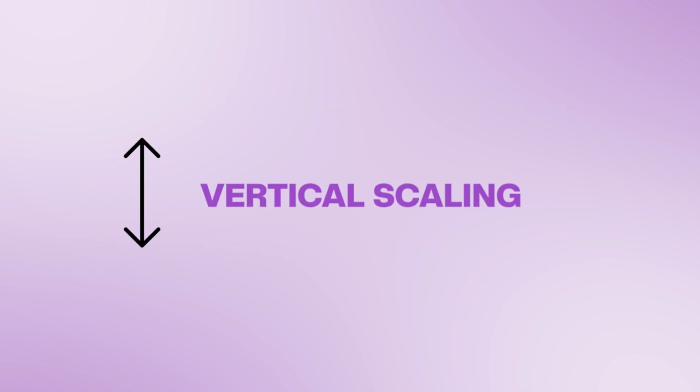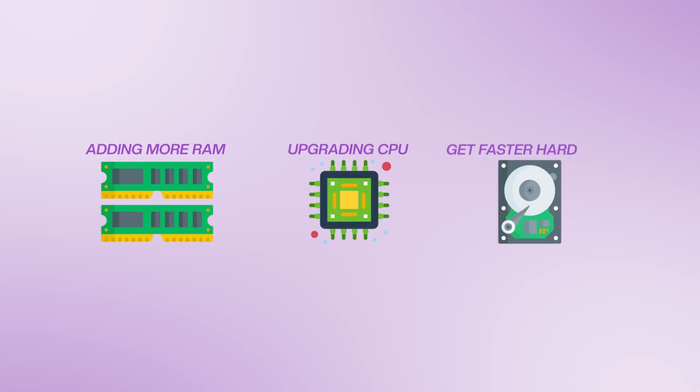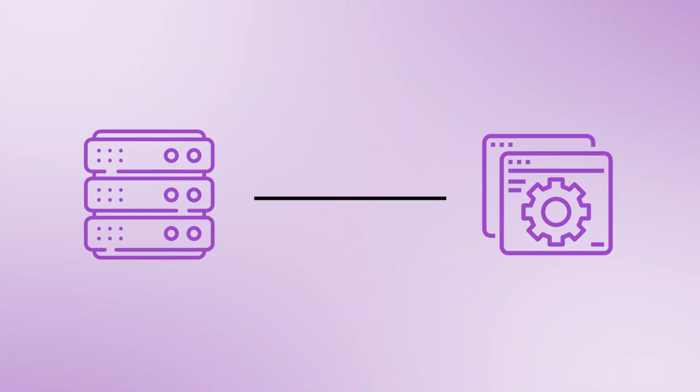First off, we have vertical scaling or scaling up. This is quite straightforward and involves making your existing server more powerful. For example, adding more RAM, upgrading the CPU, and getting a faster hard drive. However, even if vertical scaling is great for quick fixes, it's still limited by hardware ceilings, and if that single super-powered server goes down, your entire app is offline. That is a single point of failure.